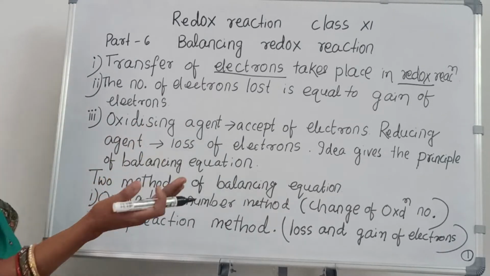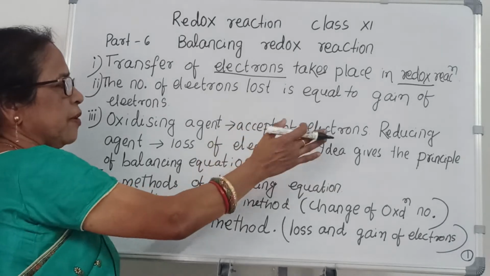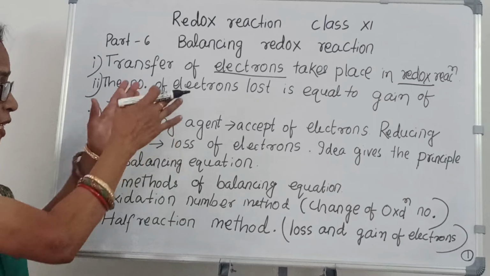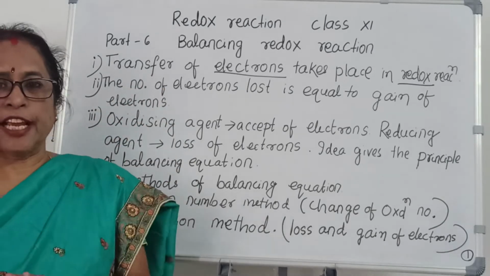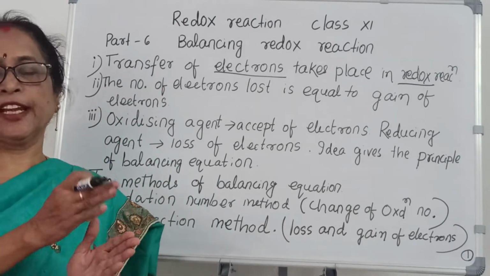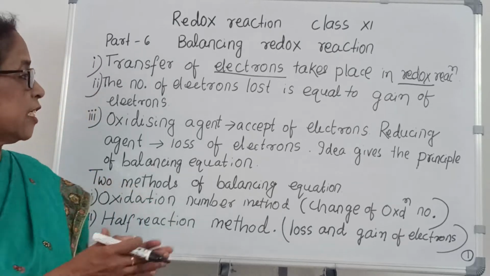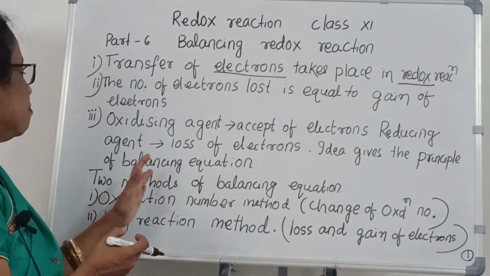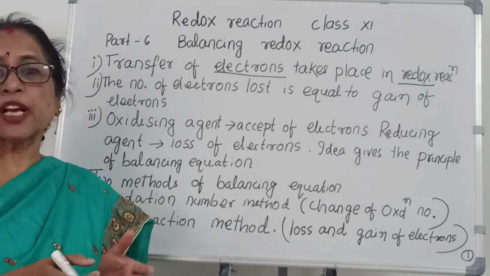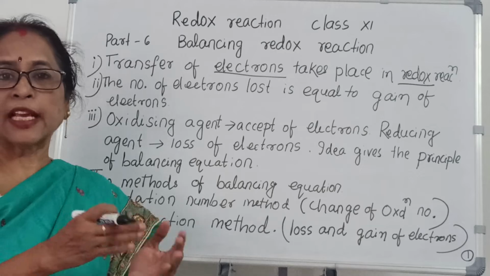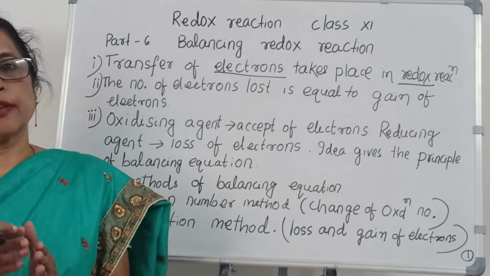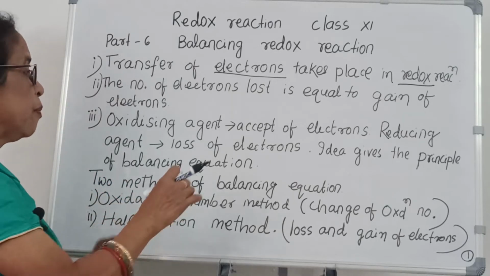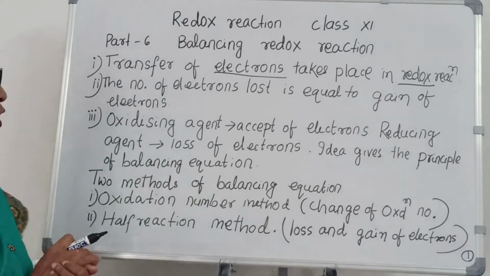Then what is an oxidizing agent? Same as I told, it accepts electrons, and a reducing agent means loss of electrons. This idea of loss and gain of electrons in the oxidizing agent and reducing agent gives the principle of balancing the equation. Why? Because the number of electrons lost is equal to the number of electrons gained in the redox reaction. This idea gives the principle of balancing the equation.